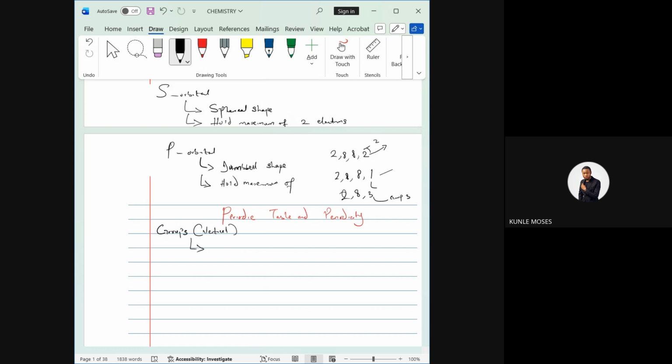Like carbon now. Carbon is atomic number 6, so it will have 2,4. So that means the last electron here is 4. It belongs to group 4. So just look at the last number in the outermost shell. That would be the group.